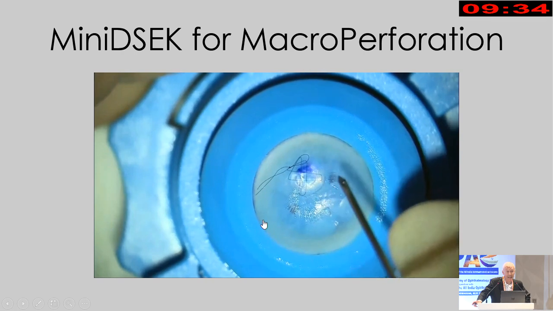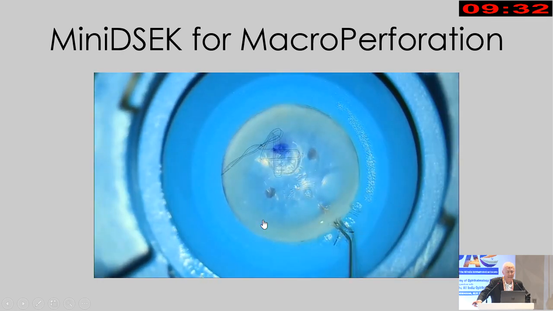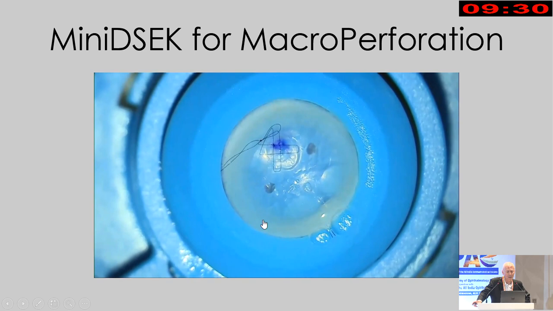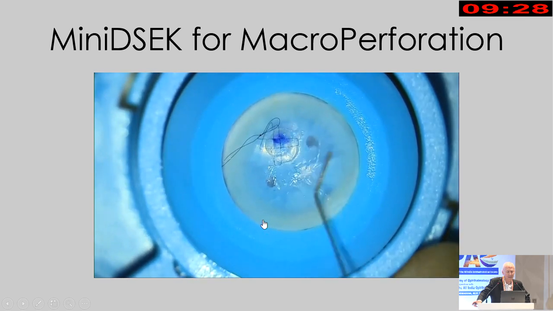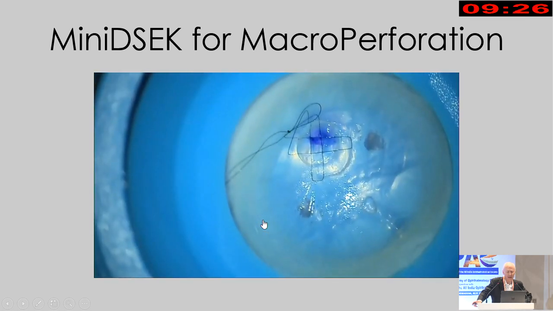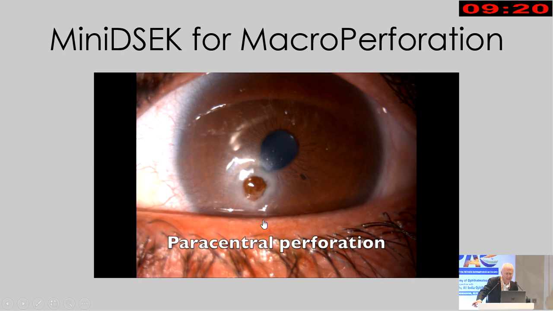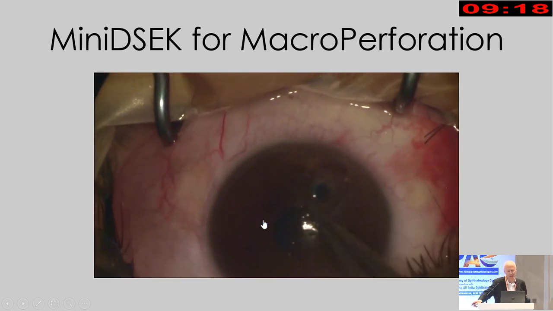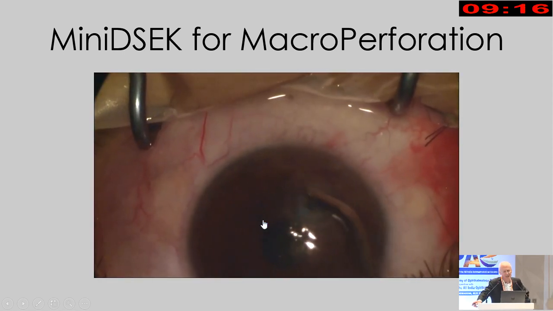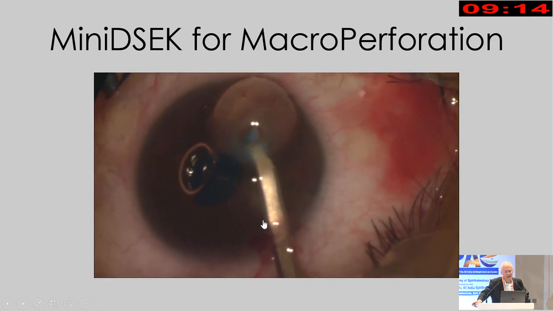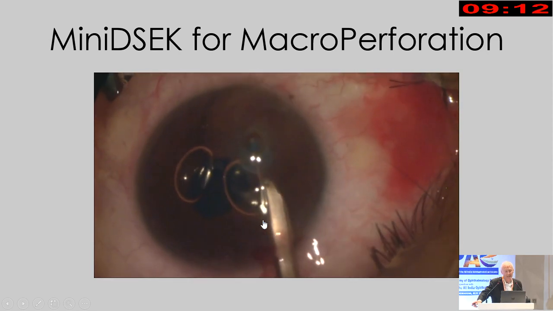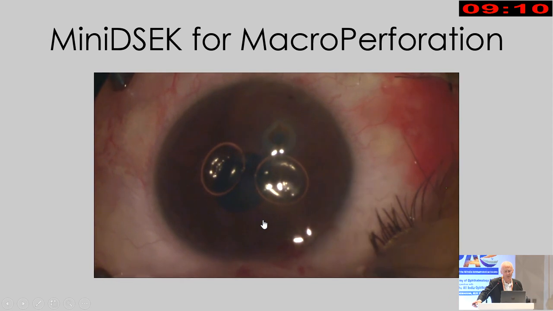It's quite an easy thing to do technically on the table, and well worth trying in advance of doing a conventional banana graft or something like that, particularly for an off-axis perforation. So here's the first case we tried it in. It's just off-axis, this perforation. And rather than doing just a straightforward PK through the center, he had a normal endothelium, normal cornea elsewhere.